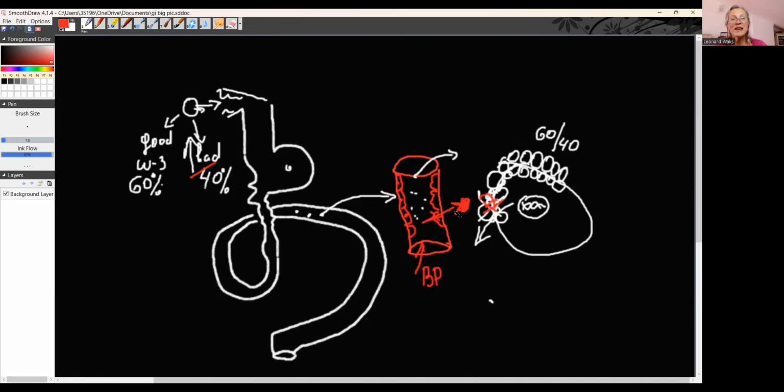Okay, now let's go for the explanation for cancer and for diabetes type 2. Every cell membrane has on its surface numerous receptors.